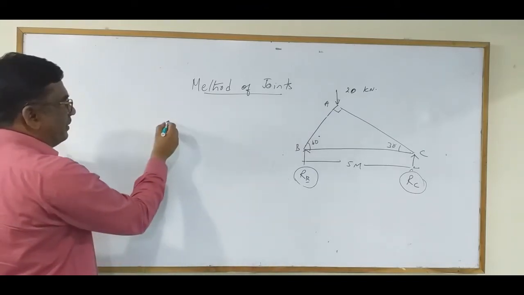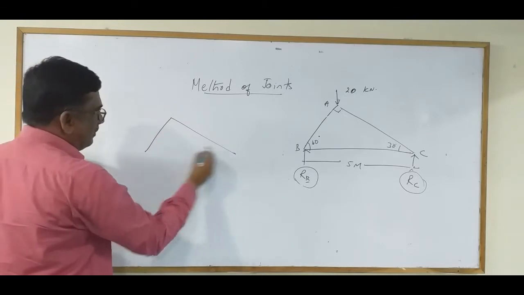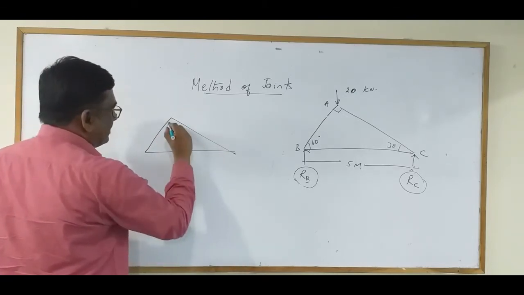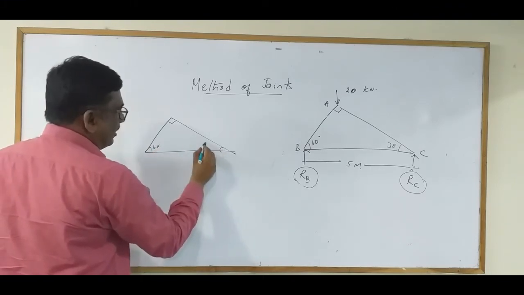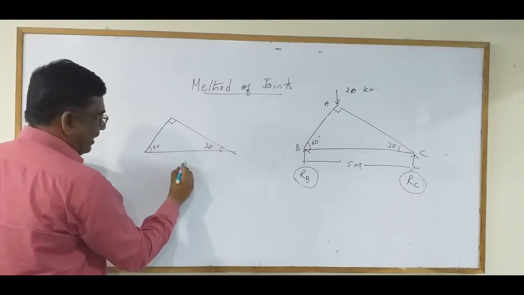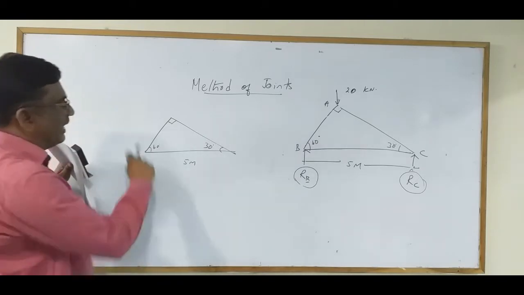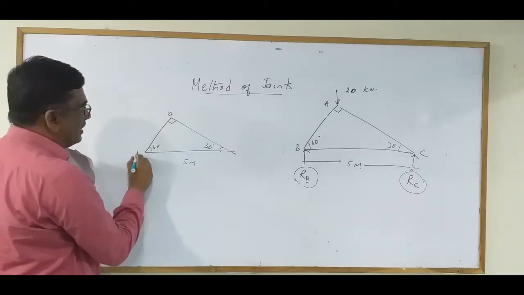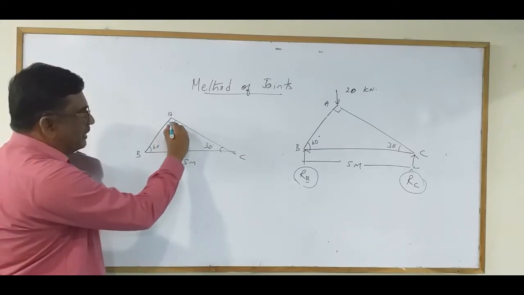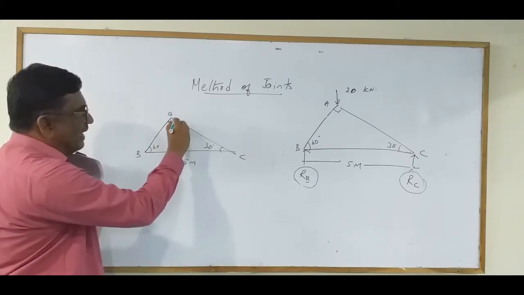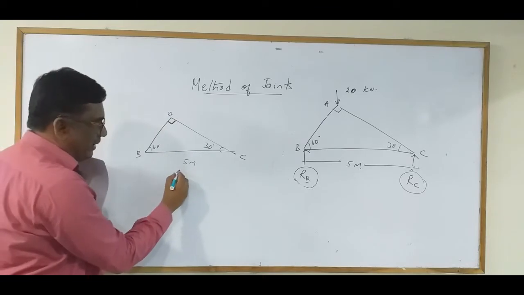Say for example, this is the triangle, and this is the 90 degree angle, this is 60 degree, this is 30 degree, and this side is 5 meter. In this triangle ABC, which side is the hypotenuse? The side opposite to the right angle is the hypotenuse. So this is the hypotenuse.